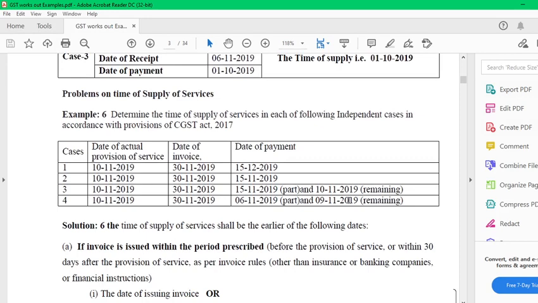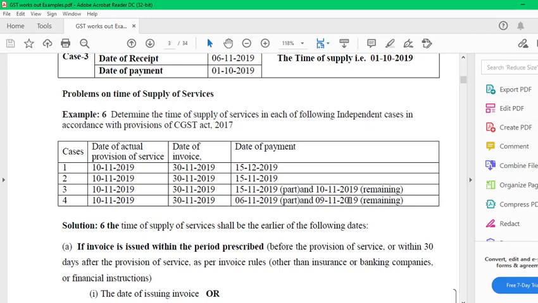Coming to the supply of service, we already discussed the issues relating to supply of service. There are two important aspects to bear in mind. Invoice should be raised within 30 days. For others, for the financial, it is 45 days. We have to discuss the examples, taking into account these rules. Case 1. Each case is treated independently.